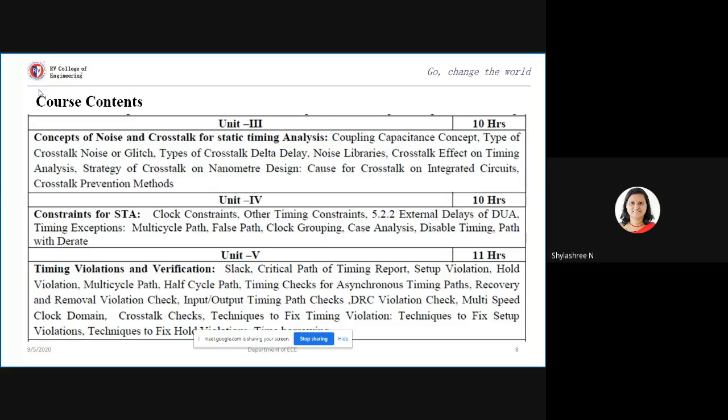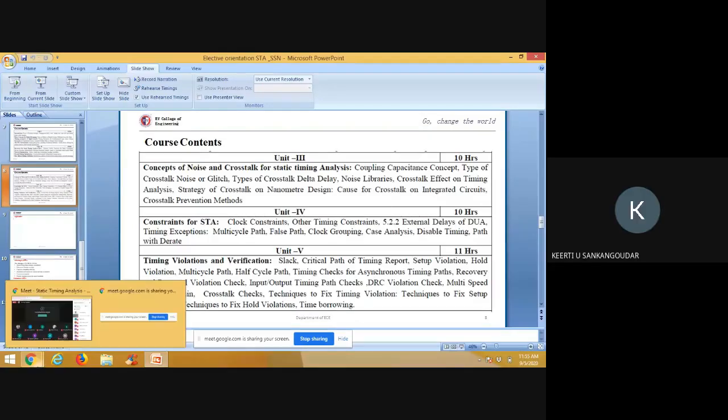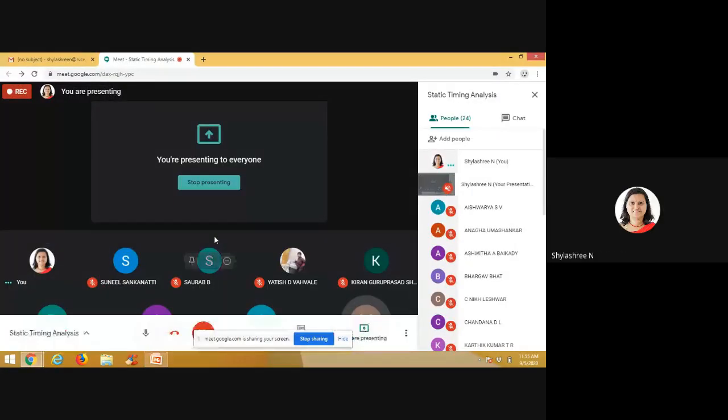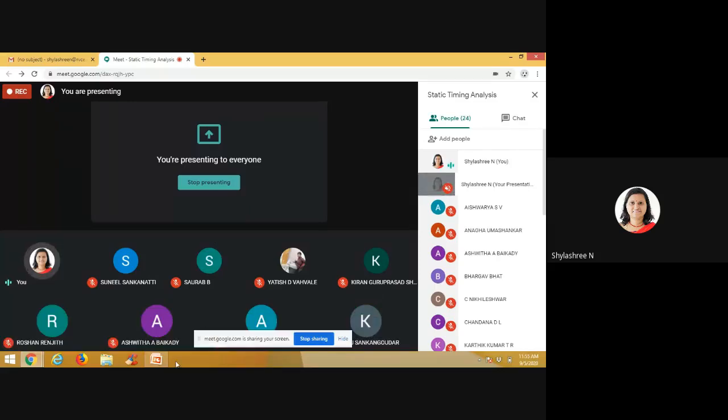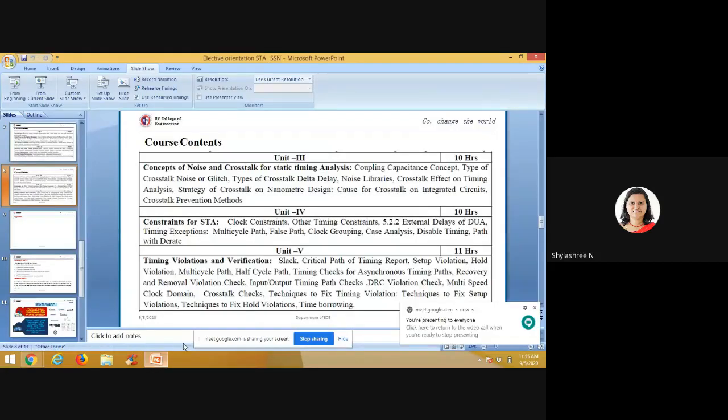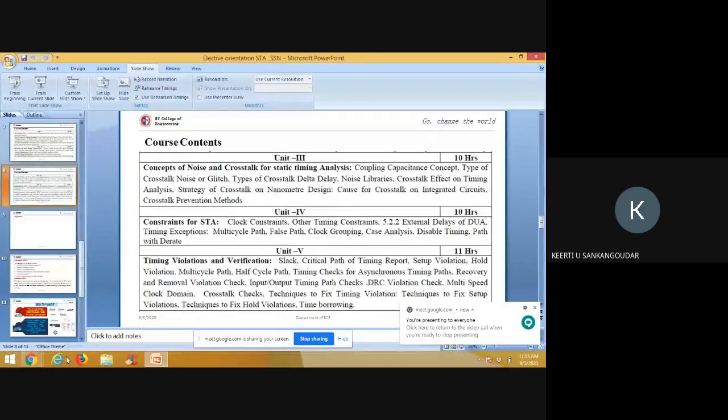What is the possibility of getting crosstalk, guys? Hello? Hello? Hello? Yes, ma'am. What is the possibility of getting crosstalk? Two wires are placed too close, or a high voltage signal is placed close to a low voltage signal and all.